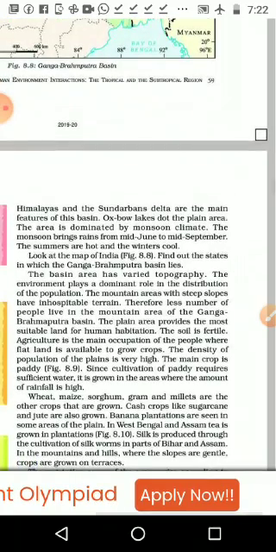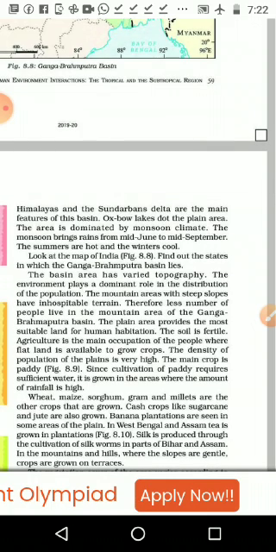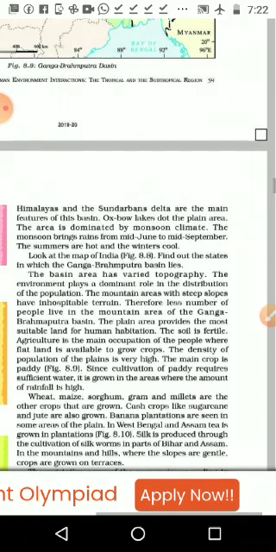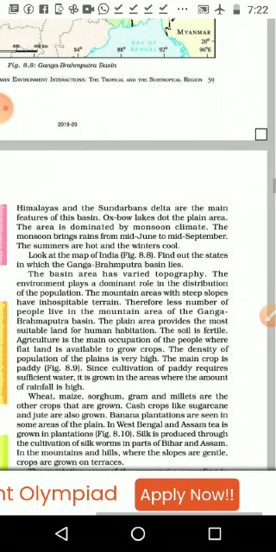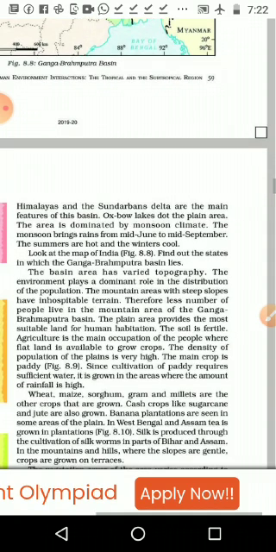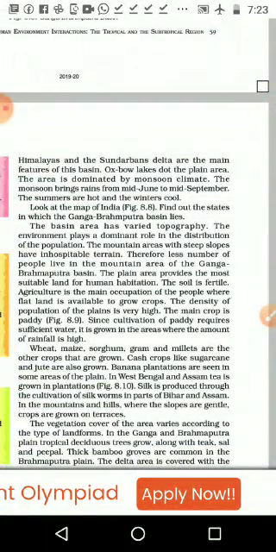Then the dominant climate is the monsoon climate. The monsoon brings rains from mid-June to mid-September. Here in southern India we get the monsoon rain from the start of June to the end of September, and in the northern plain area they get the rain from mid-June to mid-September. Then the summers are hot and the winter is cool. The summer there is very hot, reaching above 40 degrees, and the winter is cool, coming to minus degrees. So that is the climate.